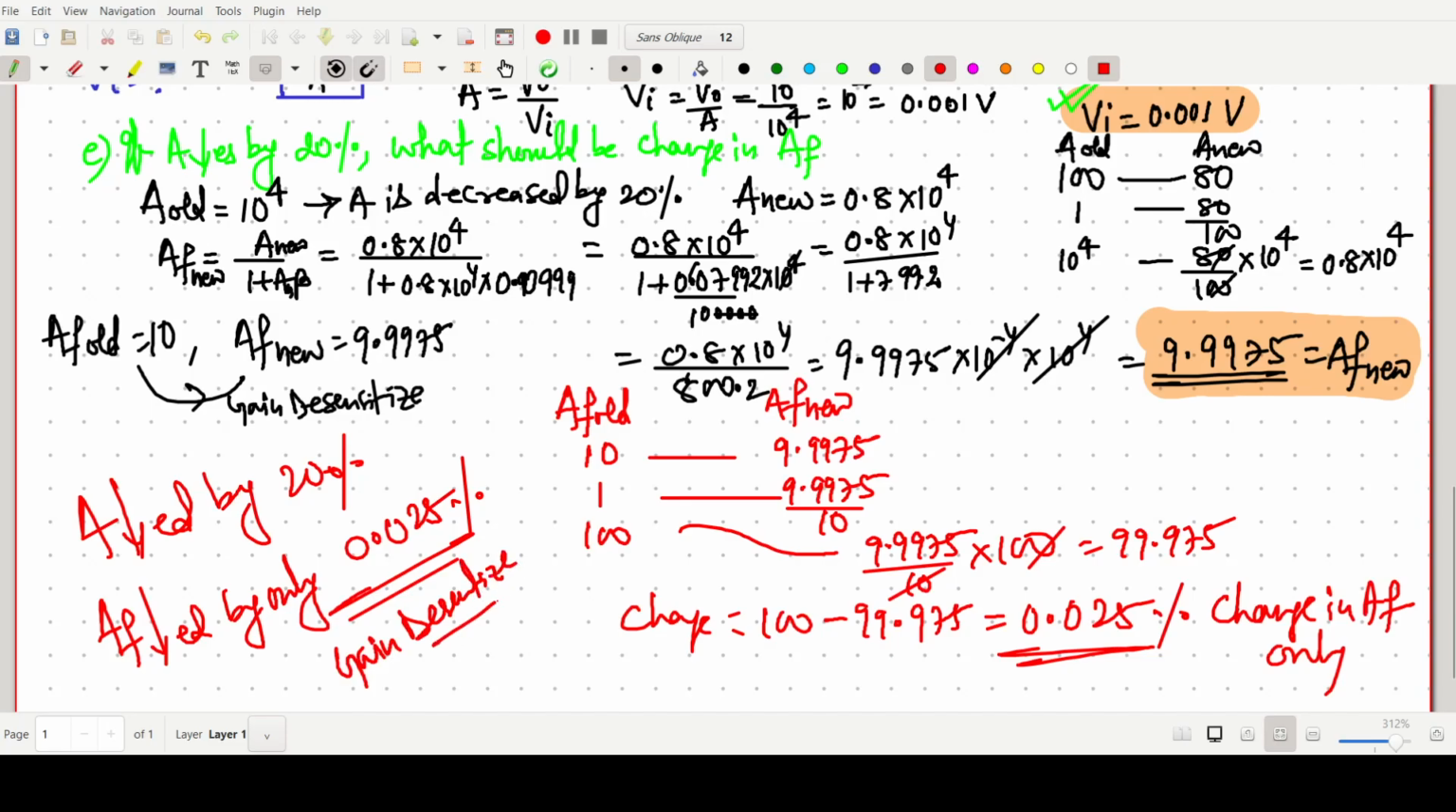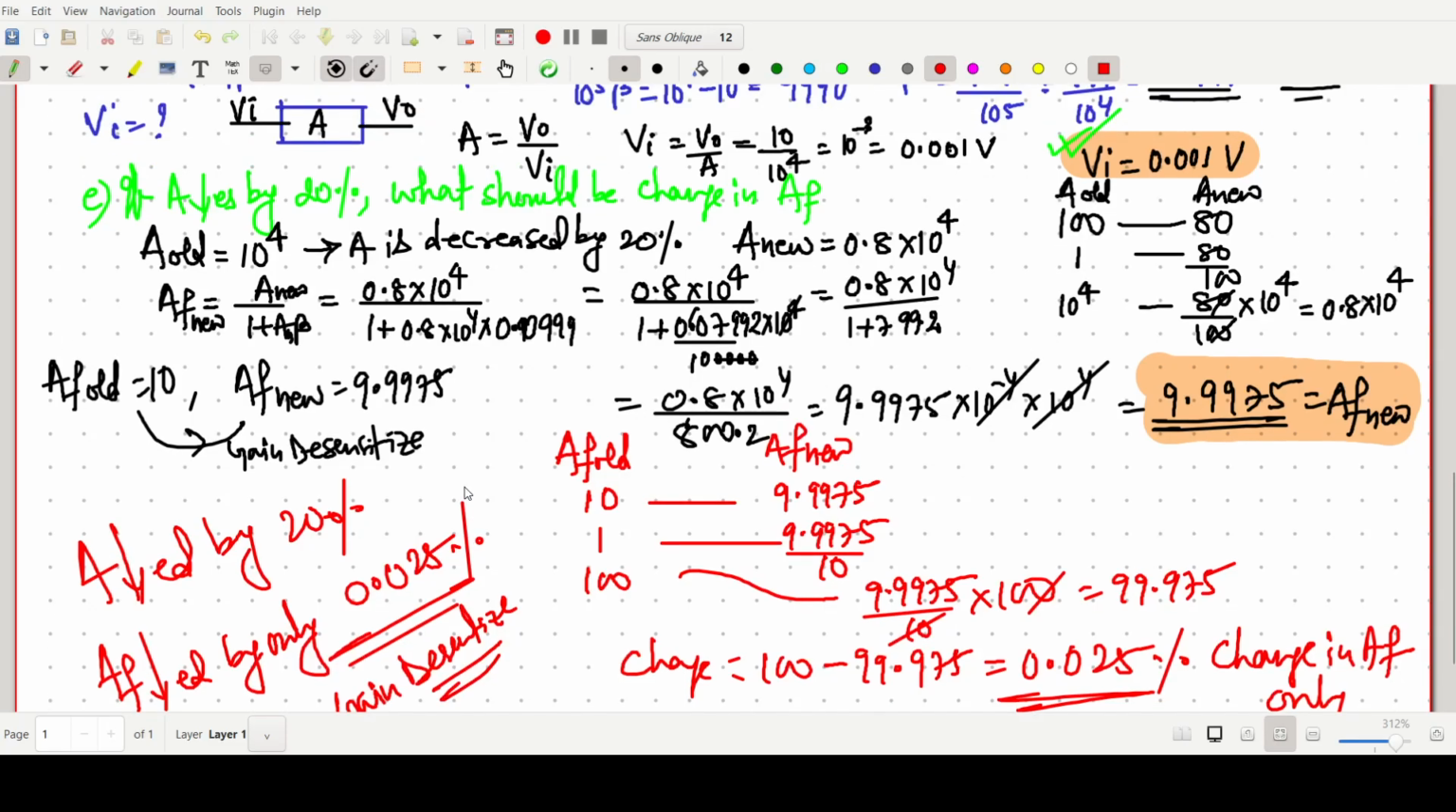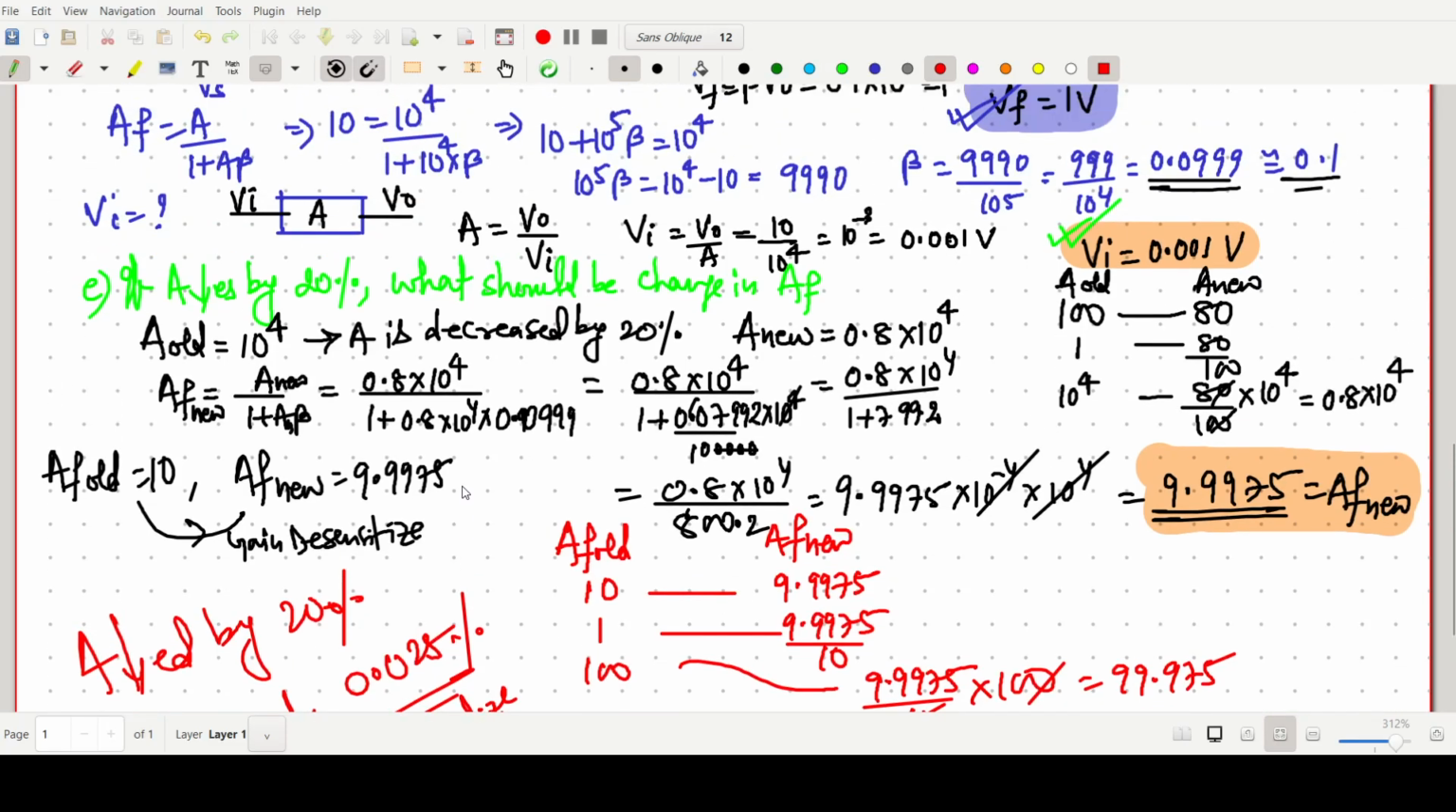So this property is our gain desensitivity. Okay, so this one is the very fruitful property of the negative feedback. Even if there is a large change in amplifier gain, the feedback gain changes by only a very small or minute amount, around 0.02% for a 20% change. So this one is a very important and fundamental question, which is based on the non-inverting op-amp based negative feedback.